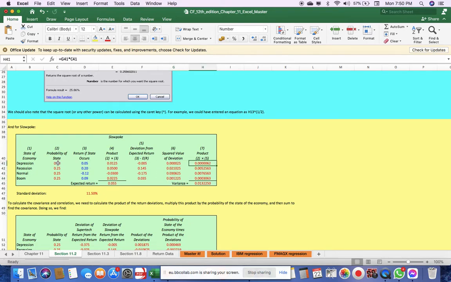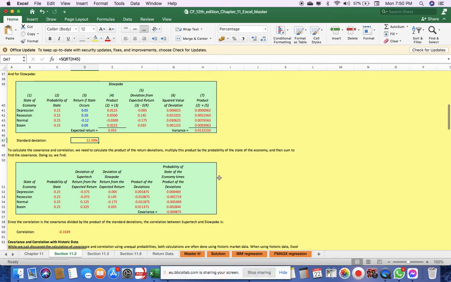Multiply this with probability, sum this, you get the variance. Square root of that will be your standard deviation. This is the way you have to calculate the standard deviation when there are different economic conditions available and different probabilities are assigned.